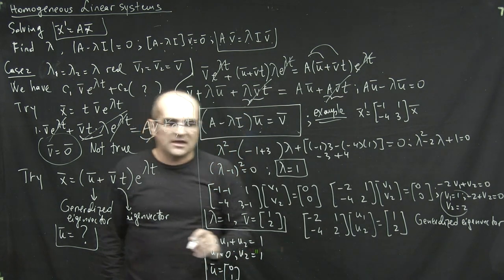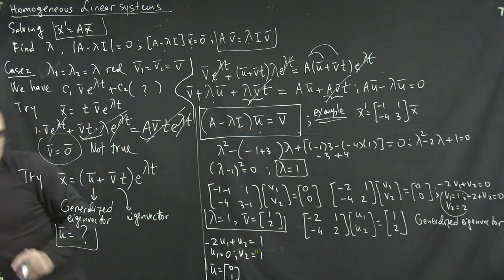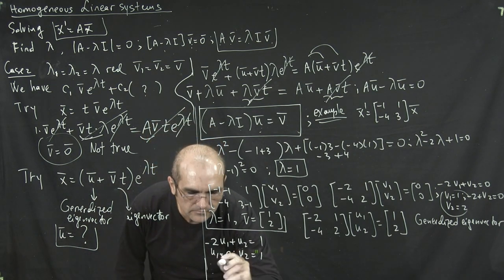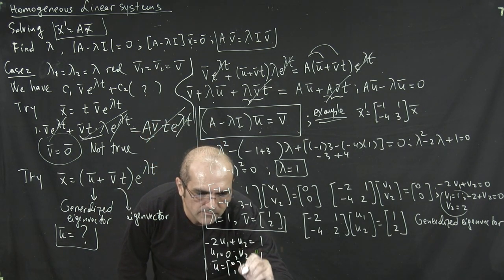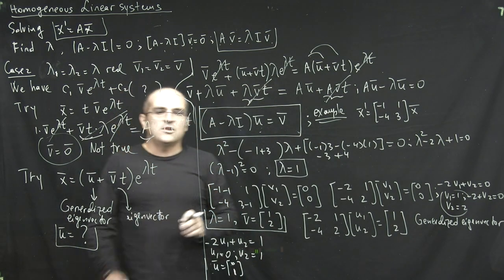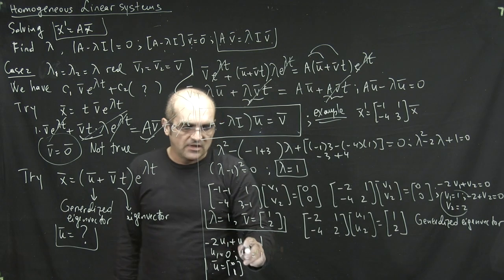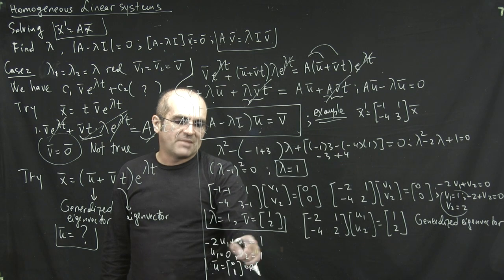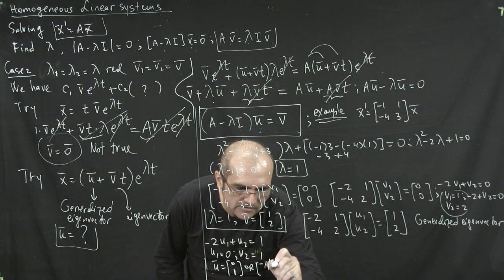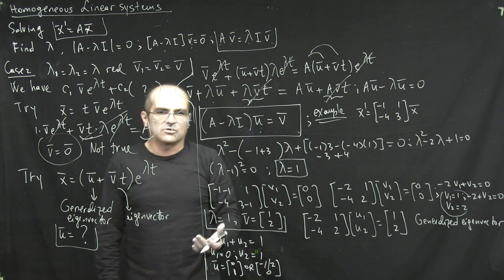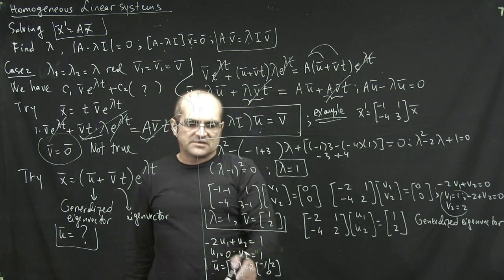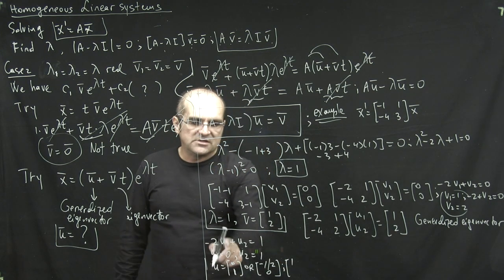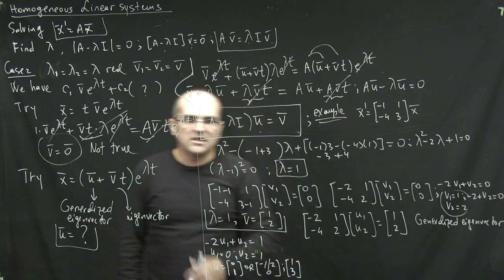So one choice for u bar is 0, 1. But any non-zero solution of this equation will do. For example, if I plug in 0 for u2, u1 will be minus 1/2, so you could say minus 1/2 and 0. That's not the nicest one, but it's also valid. Or you could plug in non-zero terms. For example, if I plug in 1 for u1, that means u2 will be 3. That's also fine. Any non-zero vector will do.